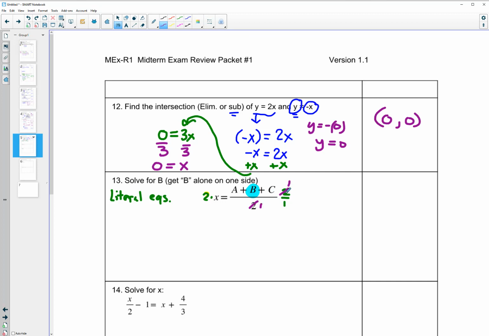Because it's basically saying, let's do 2 divided by 2, which is 1, and then multiply 1 by everything left over. Of course, multiplying by 1 doesn't change anything. So we get 2x equals a plus b plus c.